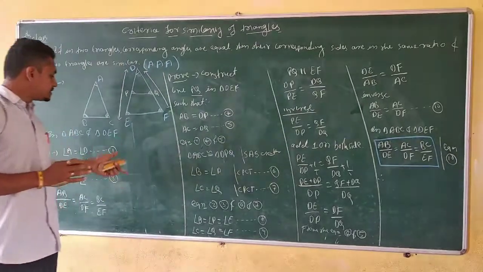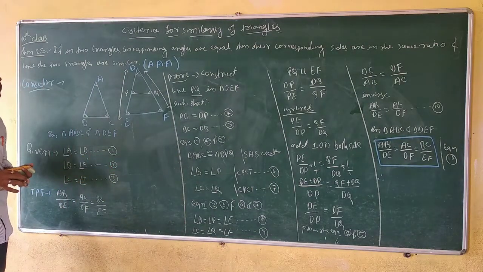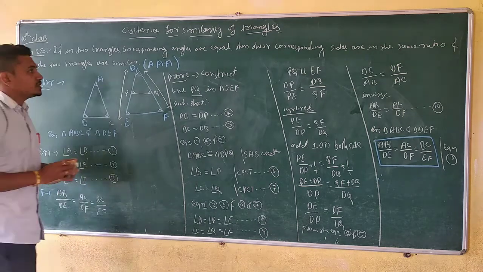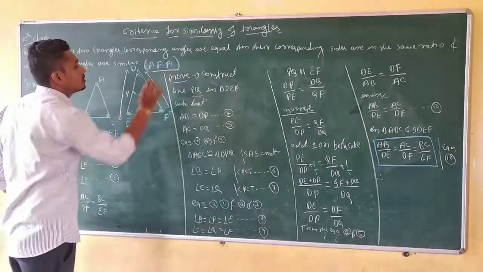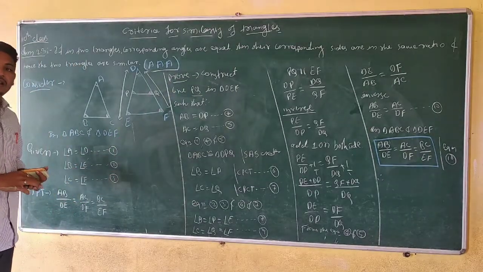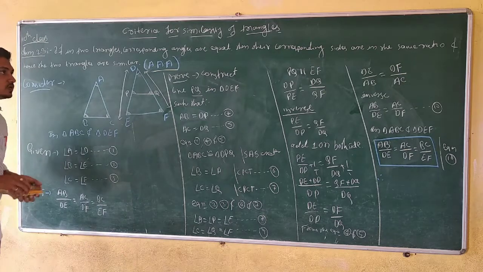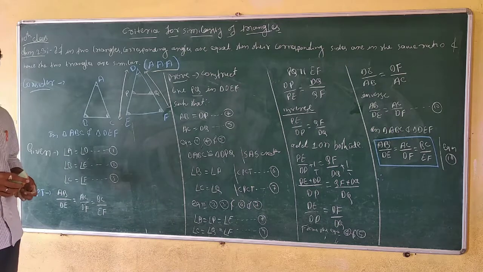So please note down this solution. And now we go into the next theorem. Which criterion is this? AAA means the angles of the two triangles. Please note down this, and now we shall start here.